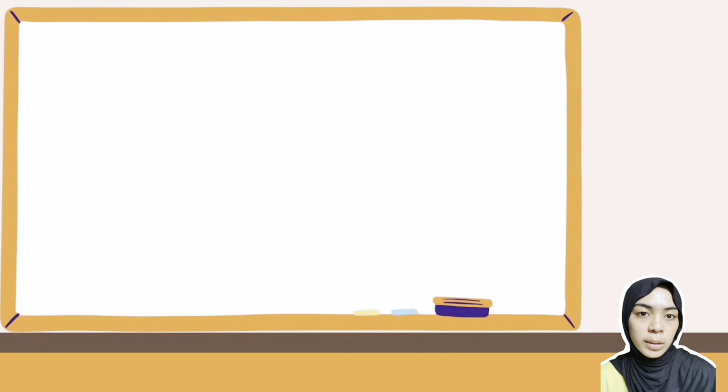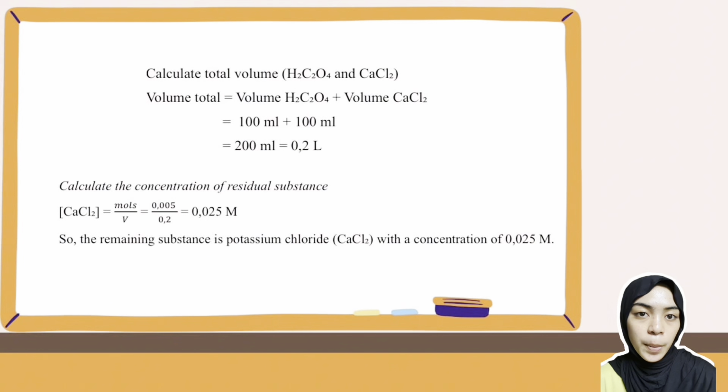So, the concentration of the remaining calcium chloride is 0.005 moles divided by 0.2 liter, which is 0.025 molarity. Therefore, the substance left in solution is calcium chloride with a concentration of 0.025 molarity.